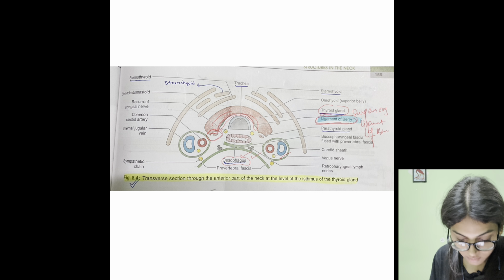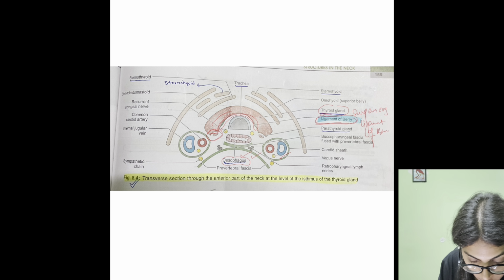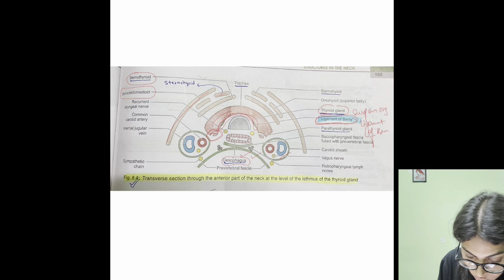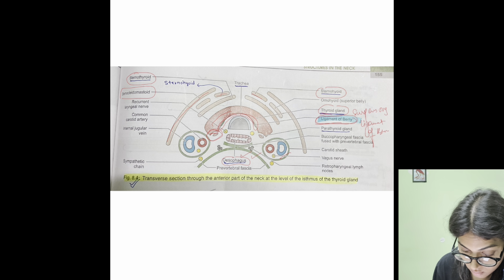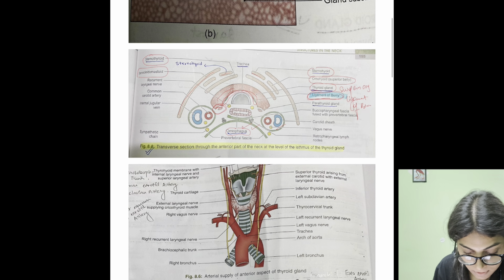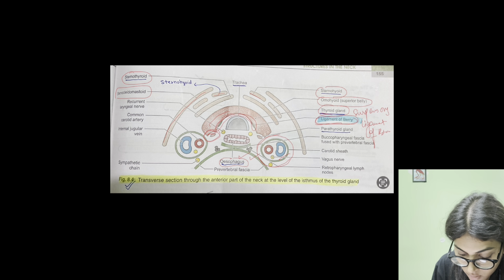So in this diagram we can see the lateral attachment of the thyroid gland. This is our sternocleidomastoid muscle, and this is our sternothyroid, and this is our sternohyoid muscle. On both the sides, these are the attachments, and the superior belly of the omohyoid is this. And this is our posterior lateral surface.